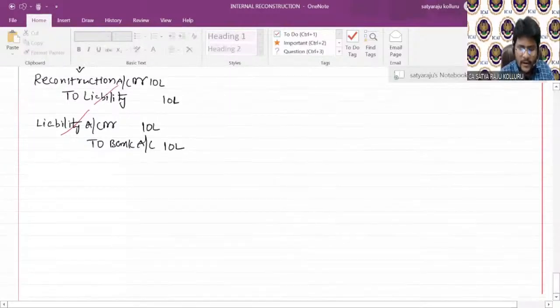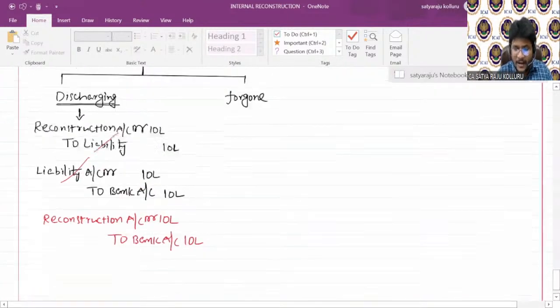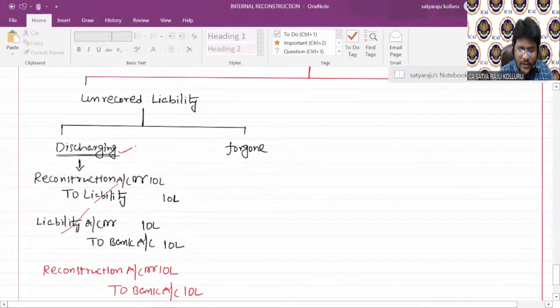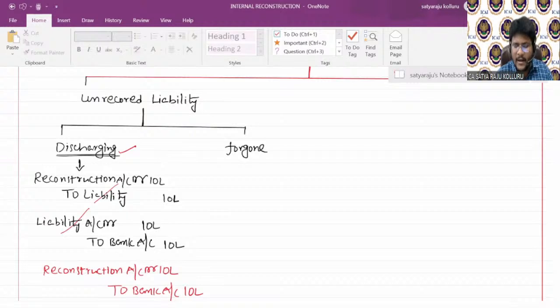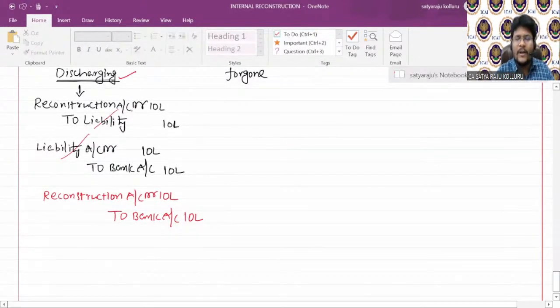Now, what is the net entry, guys? Reconstruction account debit. All of you, please participate through your chat box. Reconstruction account debit to bank account is the net entry. Am I right? That means at the time of discharging the unrecorded liability, the entry is reconstruction to bank. Directly you can pass it, no need to record and then make payment. Directly you can pass the journal entry reconstruction account debit to bank account.